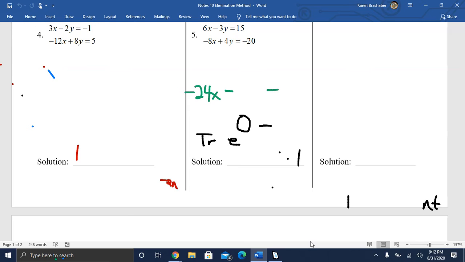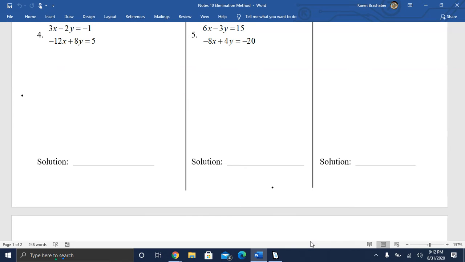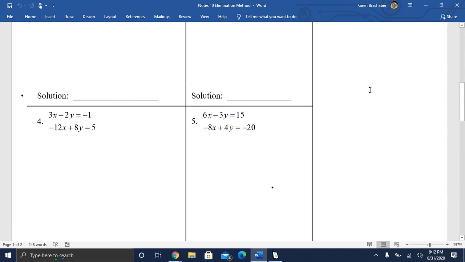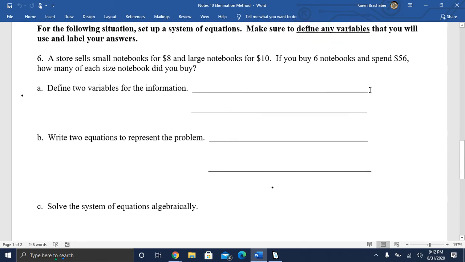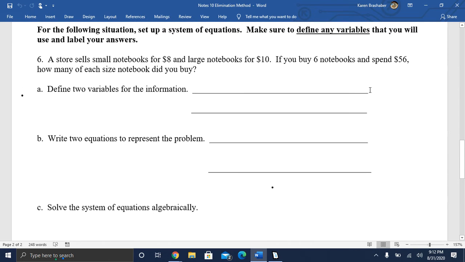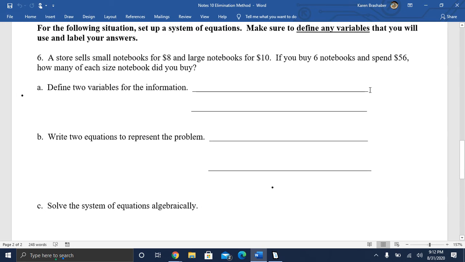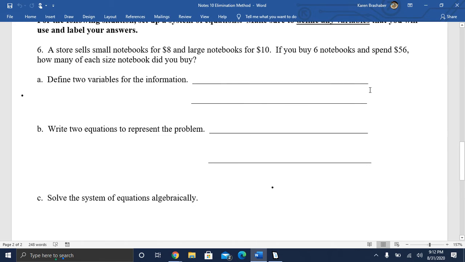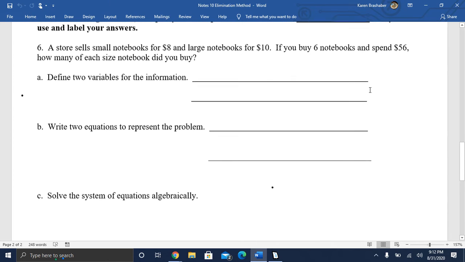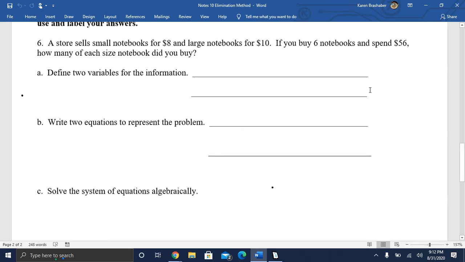And as we look at that application, the first thing that I will want you to do is to read the problem and then define some variables to go with that problem. So it says a store sells small notebooks for $8 and large notebooks for $10.